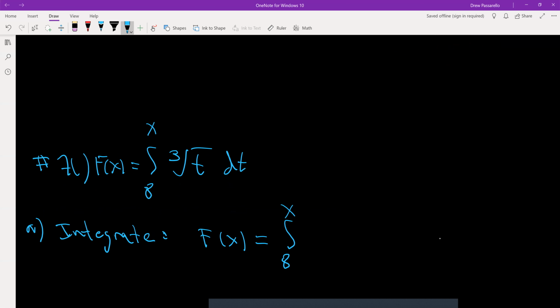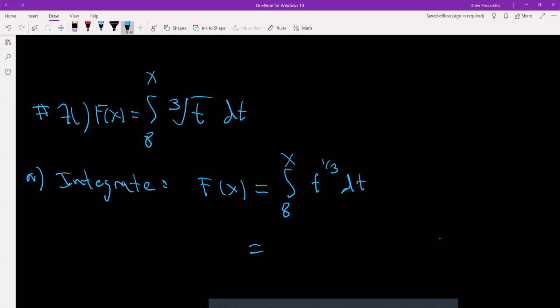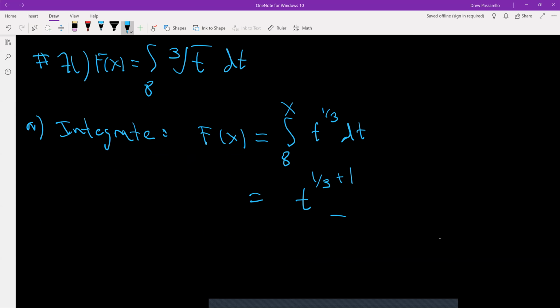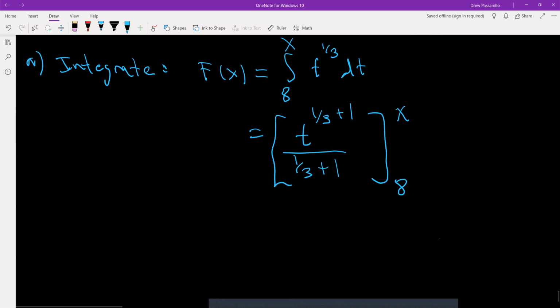Now for cube root of t, that's t to the 1/3. And then integrating t to the 1/3, that becomes t to the 1/3 plus 1, and then divided by 1/3 plus 1. And then our bounds of integration go from 8 to x. So 1/3 plus 1, that's 1/3 plus 3 over 3, that's t to the 4/3.